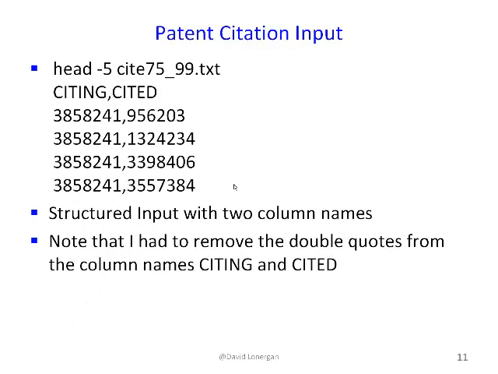You may remember from assignment 7, problem 1, the patent citation input data file. It consists of two columns, patents that are citing and patents that are being cited. And the top of the columns have column names. Note that I had to remove the double quotes from the column names citing and cited, or Cascading would interpret the double quote as being part of the column name.